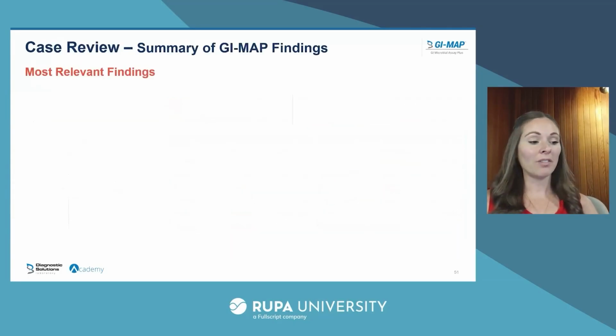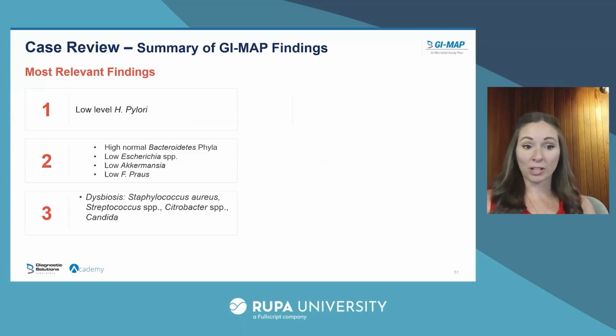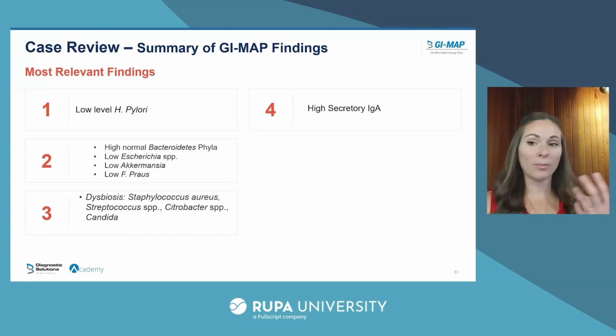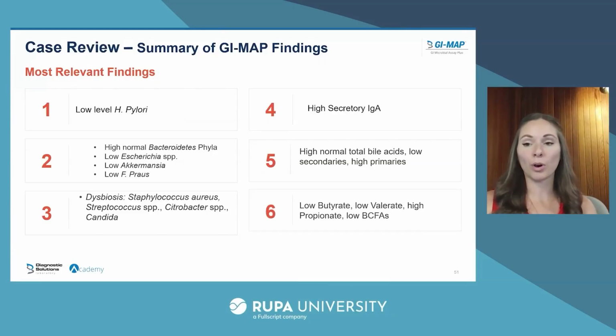So, a quick summary of our most relevant findings that we looked at throughout. There was a low level H. pylori. We had some dysbiosis in the normal flora. Also in our opportunistic overgrowth, especially with that Candida. We had a high secretory IgA, which is probably the immune system trying to do its job, potentially some barrier dysfunction, potentially some food reactions. And then we had our high total bile acids, low secondaries, high primaries, and then our generally low short chain fatty acids.